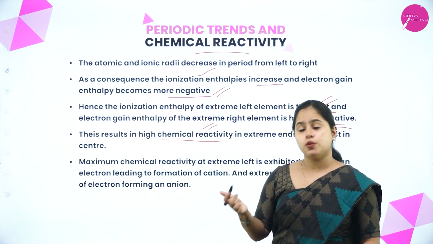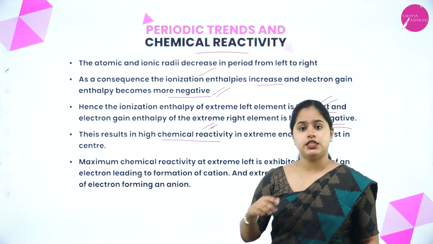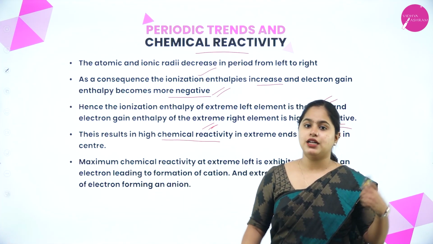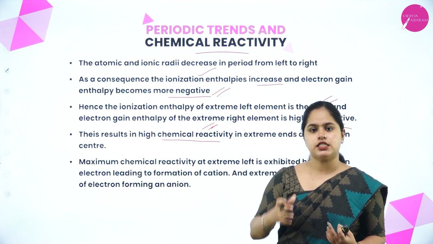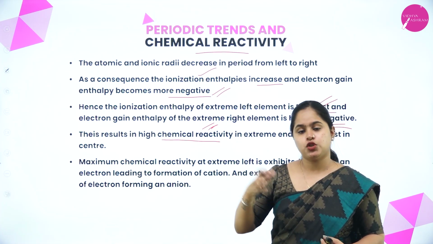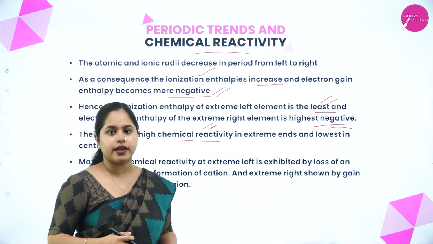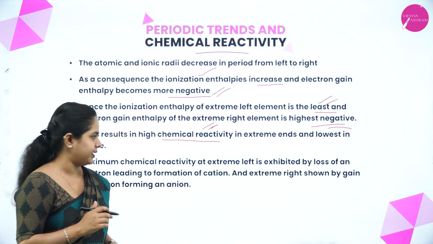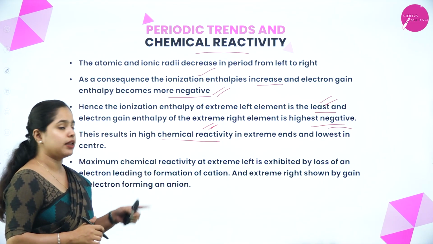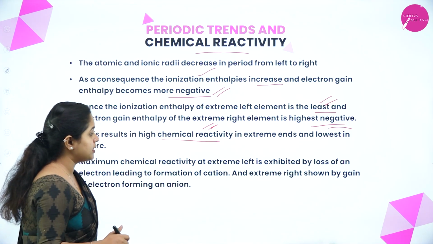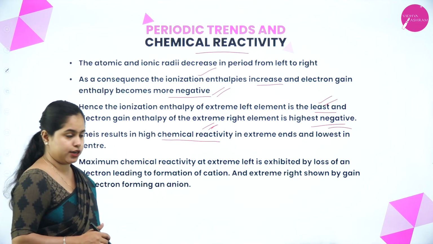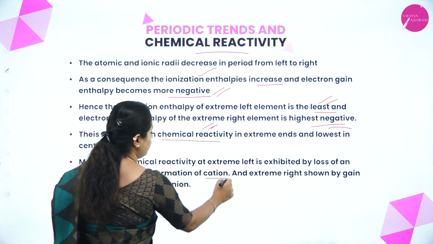So this is clear. Because of this, the chemical reactivity will be more towards the left and towards the right, and it will be very less towards the center. So on the extreme left and right, the chemical reactivity will be more, and the chemical reactivity will be less towards the center. Now the maximum chemical reactivity at the extreme left is exhibited by the loss of an electron, leading to the formation of a cation.